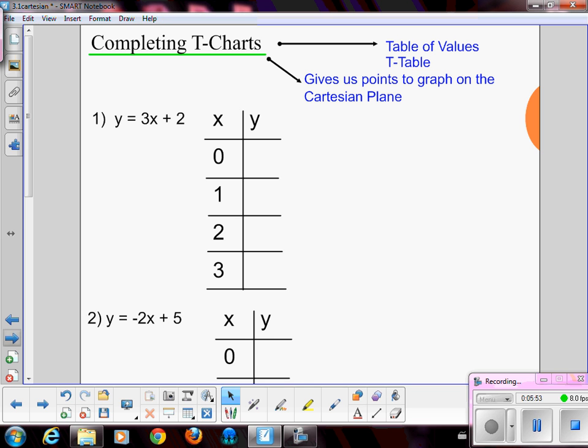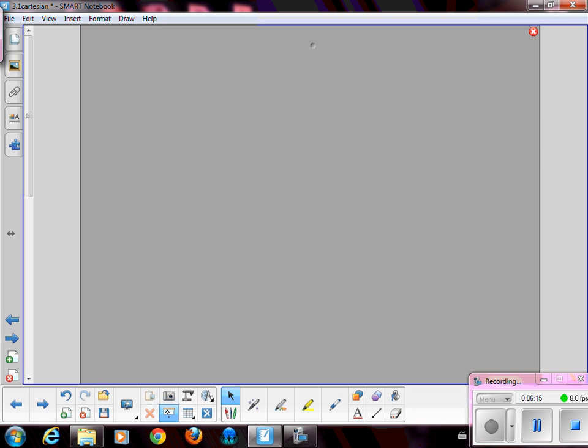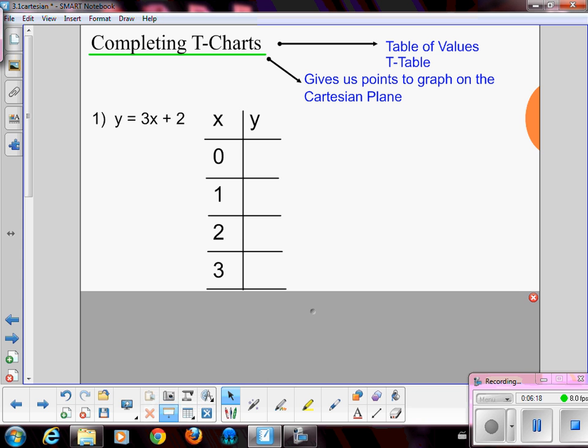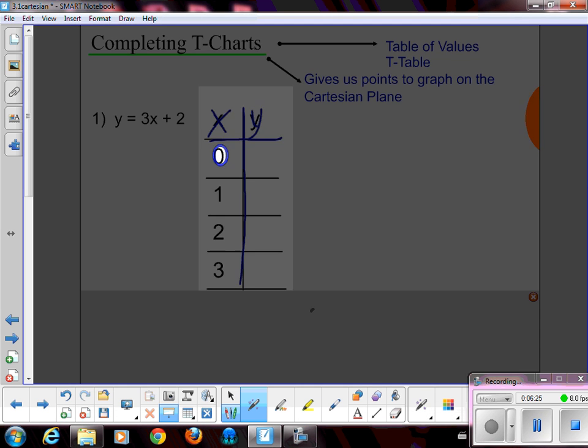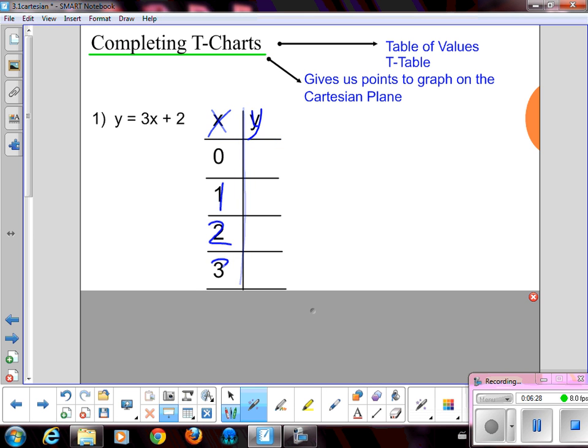The next thing we need to look at has to do with completing T-charts. Another word for that is table of values or T-table. You probably called them T-tables in elementary school. It gives us points to graph on that Cartesian plane. Here we have a T-table with x's and y's, and luckily here they have given me some numbers. If they didn't give them to me, I'd have to come up with them myself.